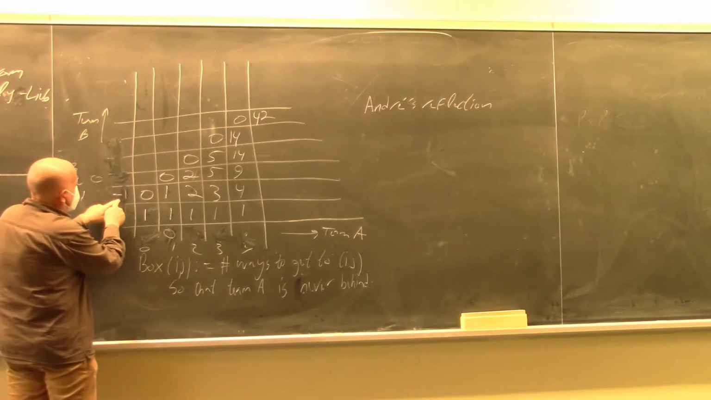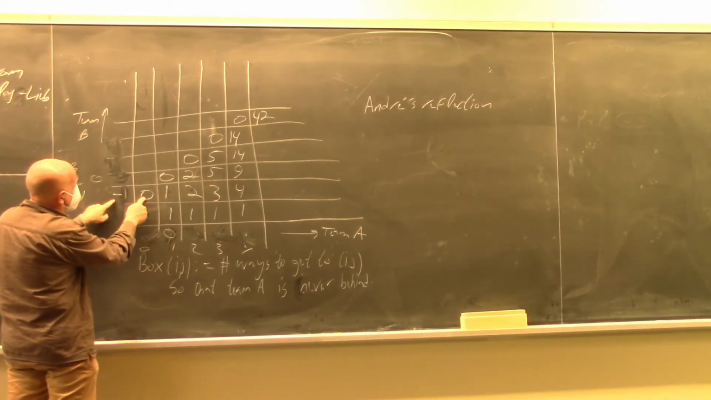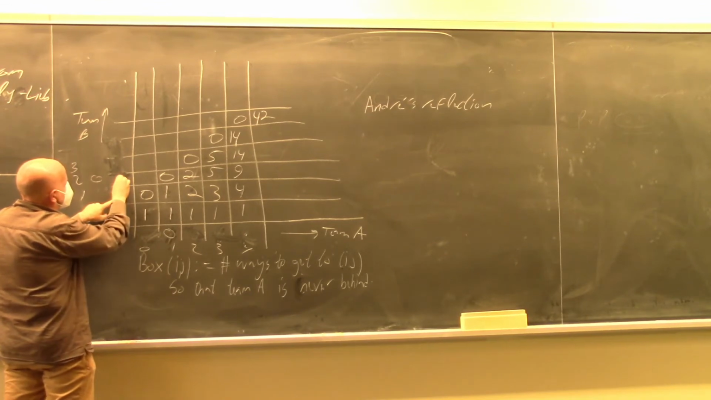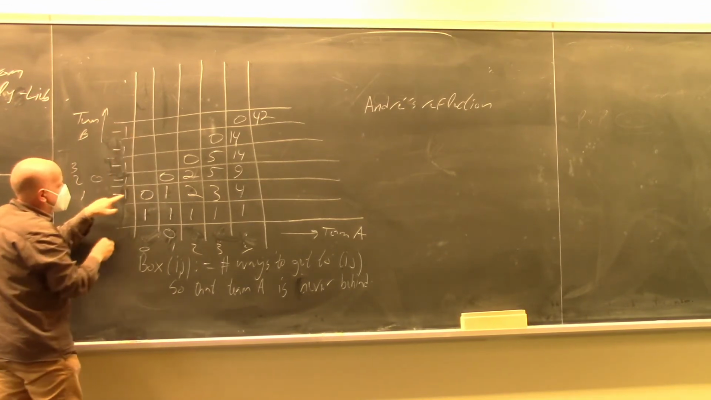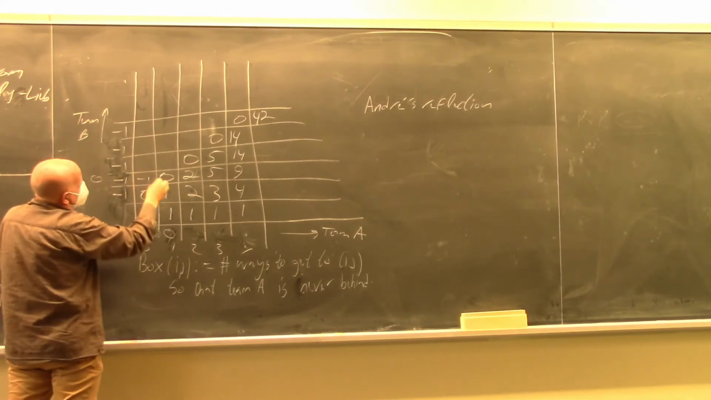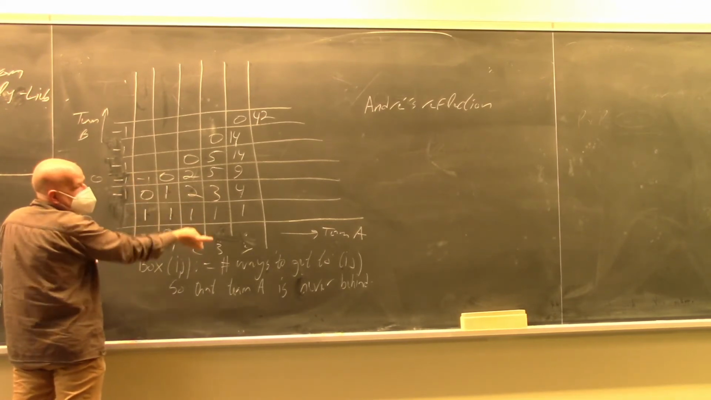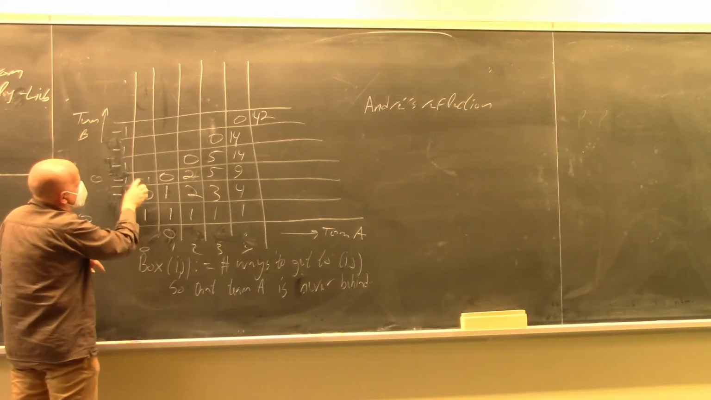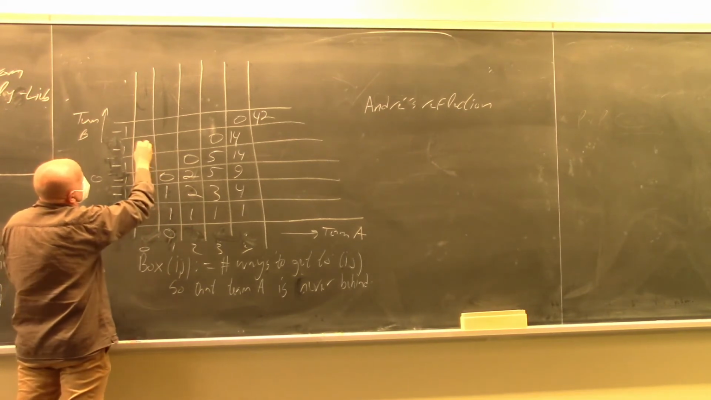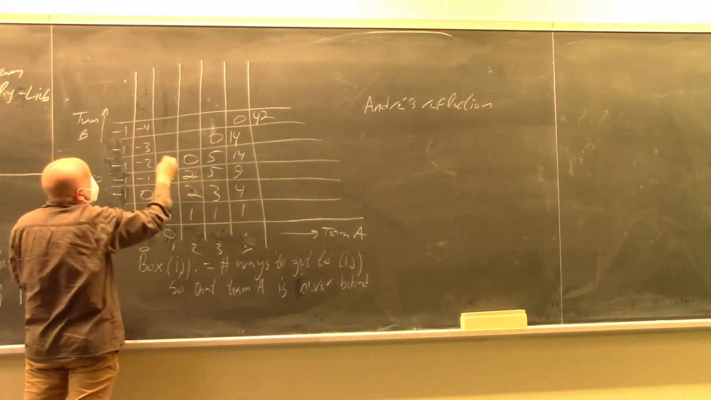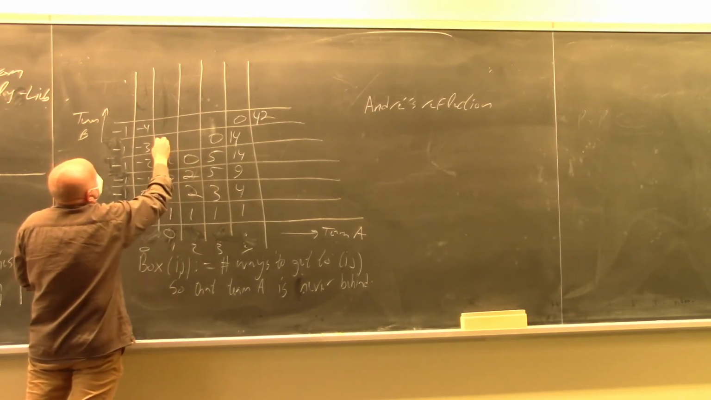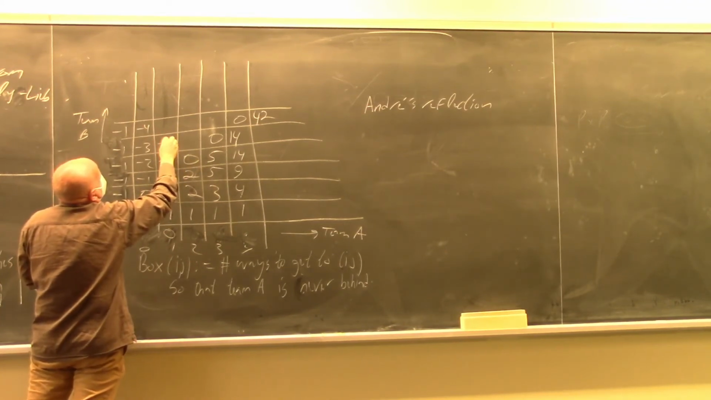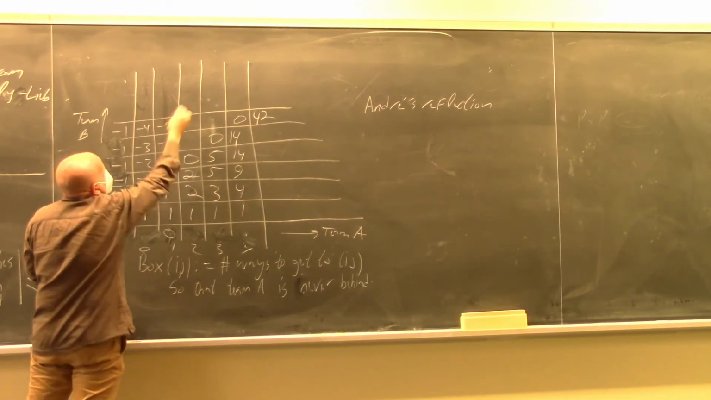Okay? So -1 plus 1 is 0. 0 plus -1 is -1. So I'll get -1 everywhere here, and then basically I'll get the reflection of the table below. So -2, -3, -4, -2, -5, -9, and so on.